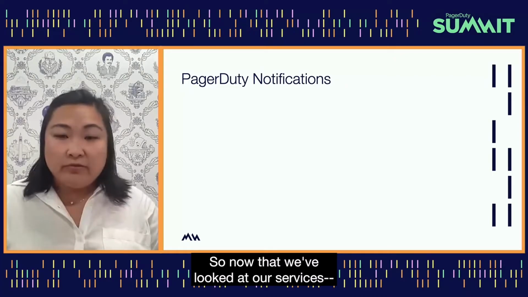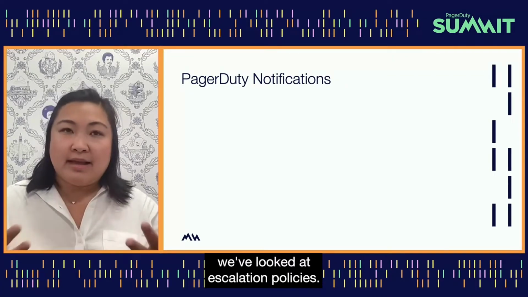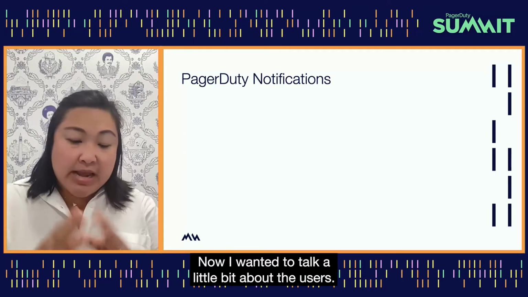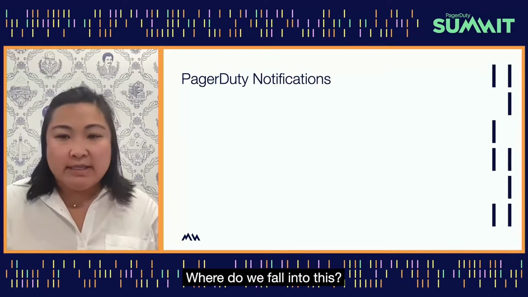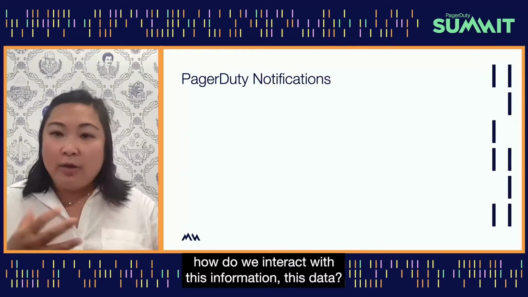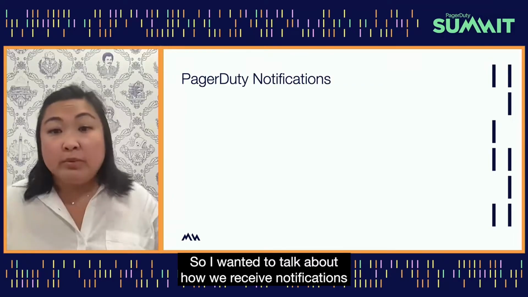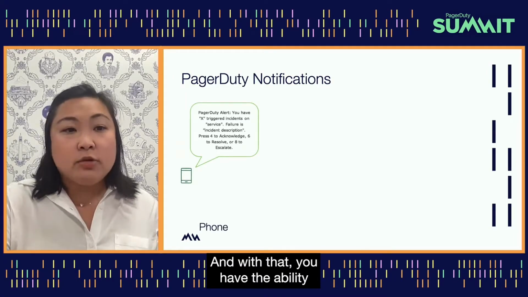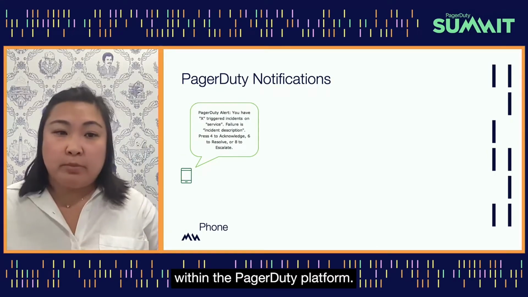Okay, so now that we've looked at our services, escalation policies, and schedules, I wanted to talk a little bit about the users. Where do we fall into this? How do we, as responders, as individual users in PagerDuty, interact with this data? So I wanted to talk about how we receive notifications in particular. You have the ability to receive 4 different types of notifications within the PagerDuty platform.